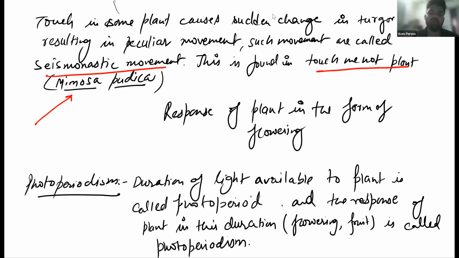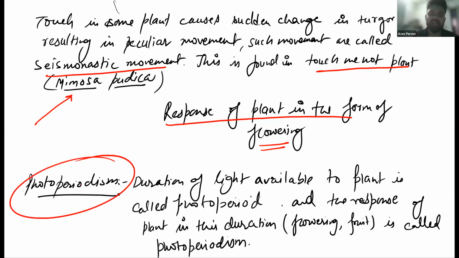So how does it respond? It responds by opening of flowers. By flowering, I mean if suitable conditions are there for the plant, then it starts flowering. So if I'm talking about the response of plants in the form of flowering, the first one is photoperiodism. Photo means light, and periodism means the duration of light.